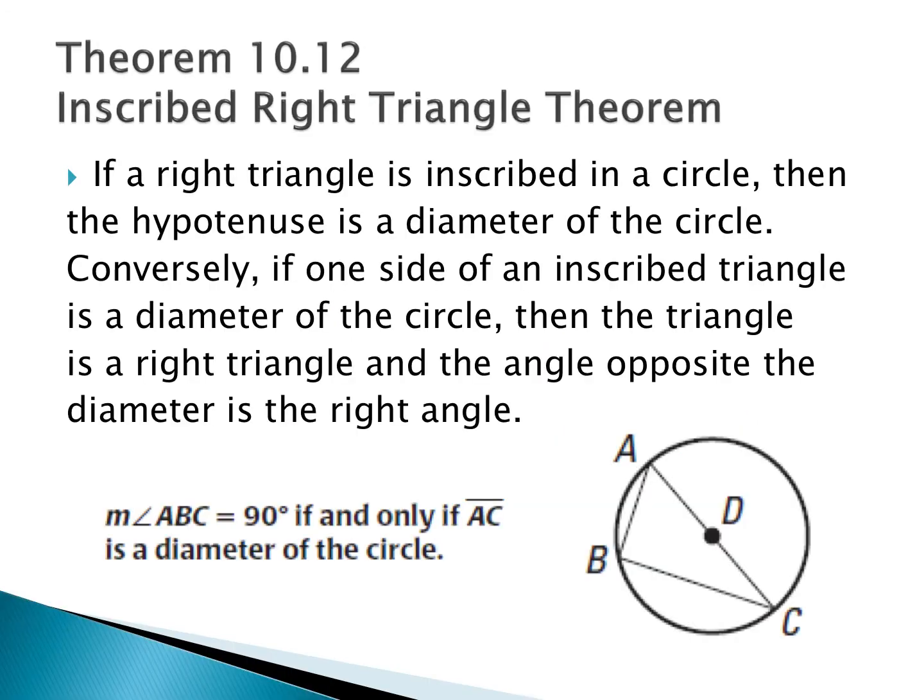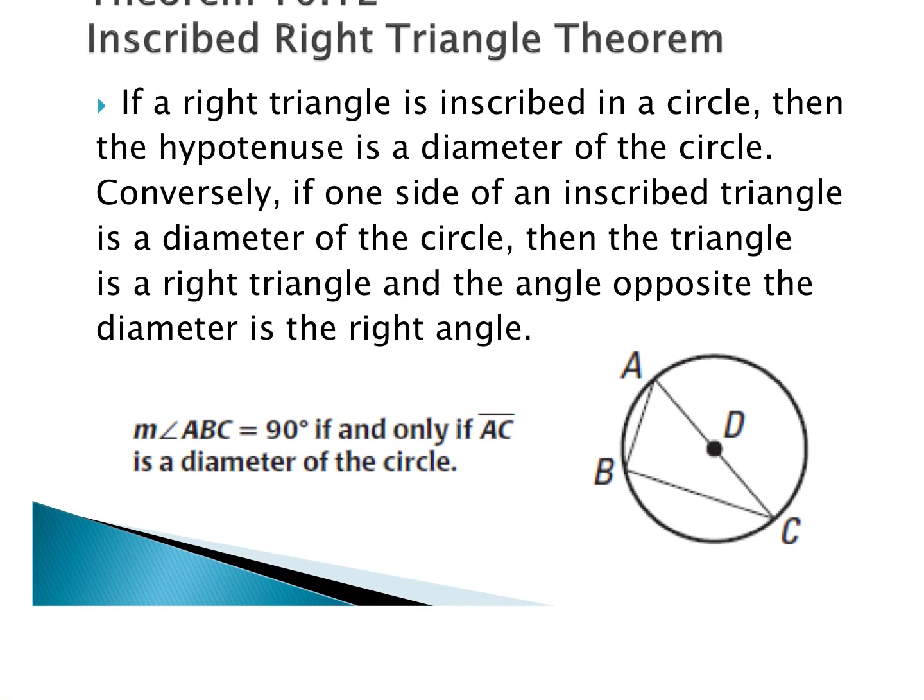The next one is called the inscribed right triangle theorem. And this one states that if a right triangle is inscribed in a circle, then the hypotenuse is the diameter of the circle. Conversely, if one side of an inscribed triangle is a diameter of the circle, then the triangle is a right triangle, and the angle opposite the diameter is the right angle.